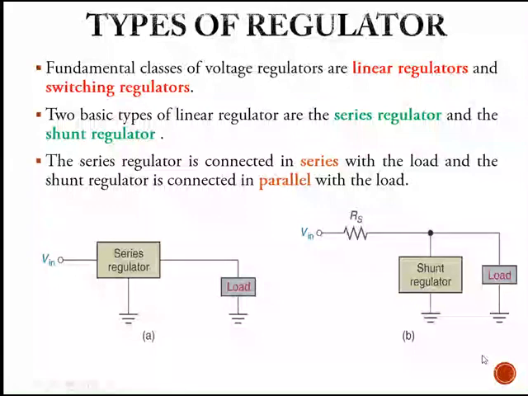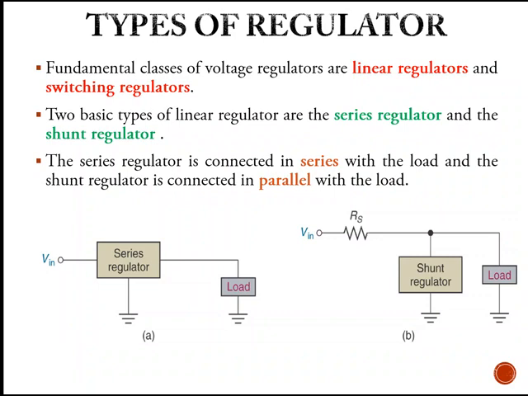In this video, we will see the types of voltage regulators. The voltage regulators are mainly classified into two types: linear regulators and switching regulators. In linear regulators, the controllable element which adjusts the voltage is made to operate in the linear region or active region, whereas in switching regulators they operate as either on or off.